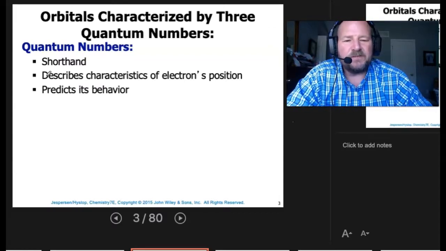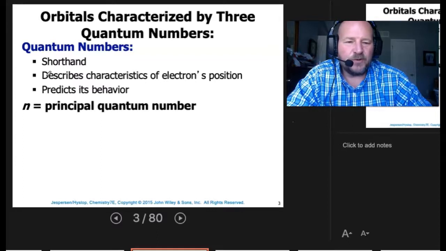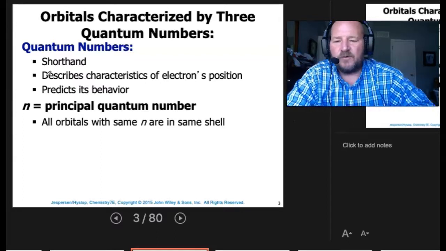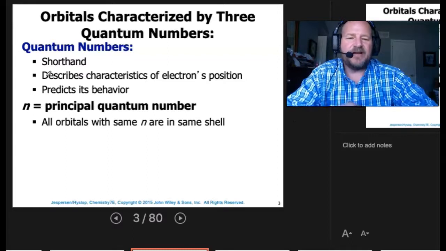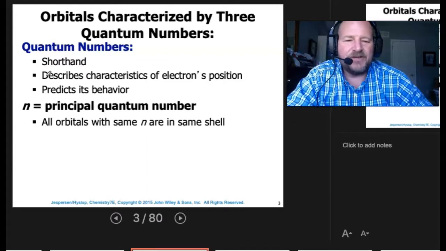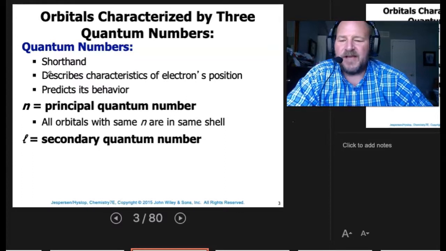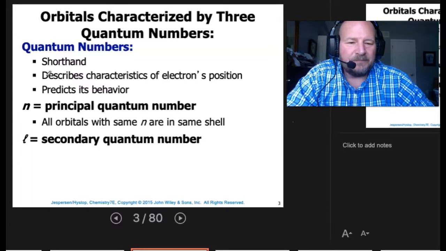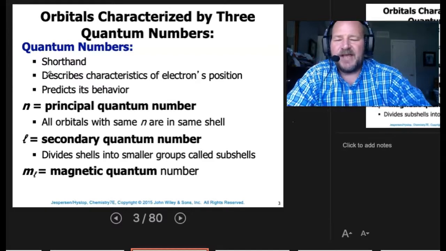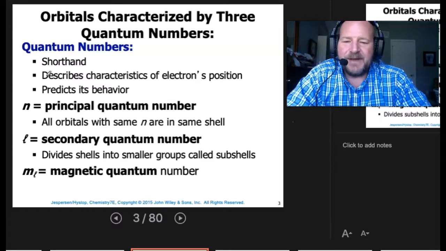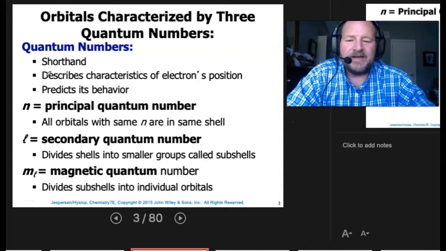So our first quantum number is n, the principal quantum number. All orbitals with the same n are in what's called the same shell. Okay, so if n equals 1, then all the electrons that are there will all be in the same shell. Then there's L. L is the secondary quantum number. This divides the shells into smaller groups called subshells. Next is M sub L. This is the magnetic quantum number, and it divides the subshells into individual orbitals.